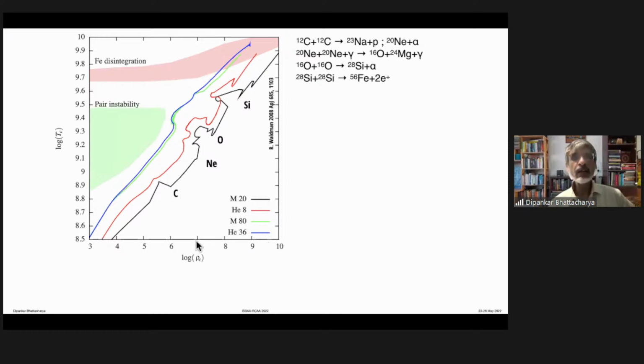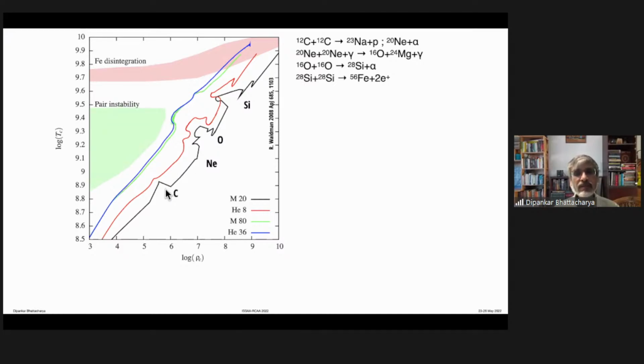What this diagram shows is the progression in the central temperature and central density of massive stars which go through these multiple stages of nuclear burning. So this is a model calculation, a stellar evolution model calculation of a 20 solar mass star. So it goes through an increase in temperature, a little loop in temperature density, and then at this point, carbon burning starts.